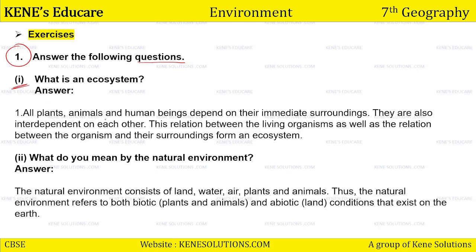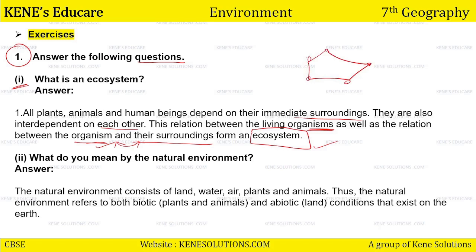All plants, animals and human beings depend on their immediate surroundings. They are also interdependent on each other. This relation between the living organisms, as well as the relation between the organisms and their surroundings, forms an ecosystem. Ecosystem is a relation between the living organisms and between the organisms and their surroundings. This relationship forms the ecosystem. Okay, a system which has all the components dependent on each other.